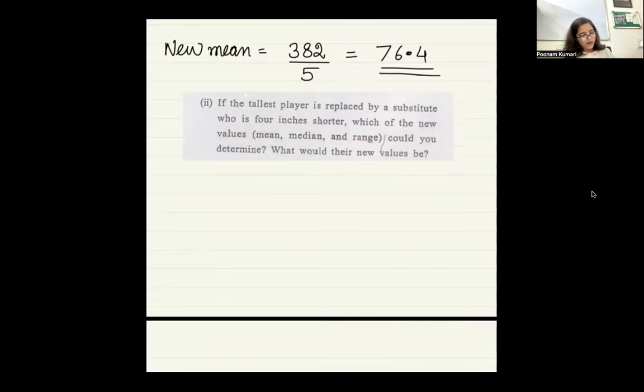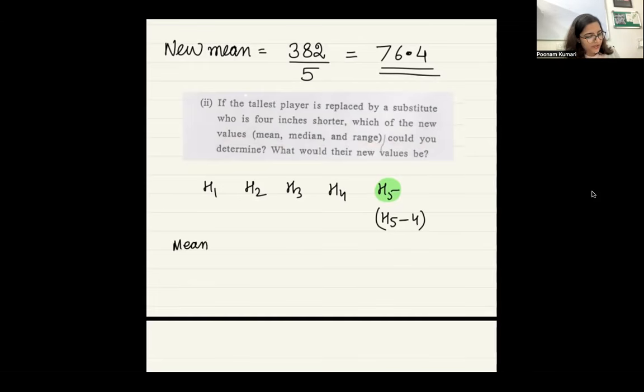So basically, now what has happened? Earlier, this was first person, second person, third person, fourth person, fifth person in terms of height. Now what they have done is, they have replaced this person with someone whose height is h5 minus 4, right? Now you have to tell which of these 3 things, mean, median, and range, could you determine? Which of these values will you be able to find? And if you are able to find whatever value you say, what will be the new value? That is the question. Question clear? I think we can find only the mean. Okay, good.